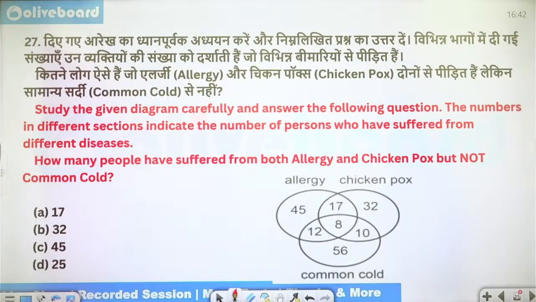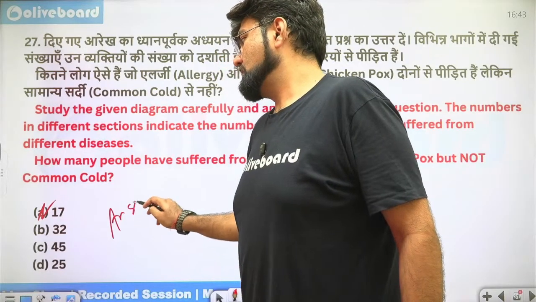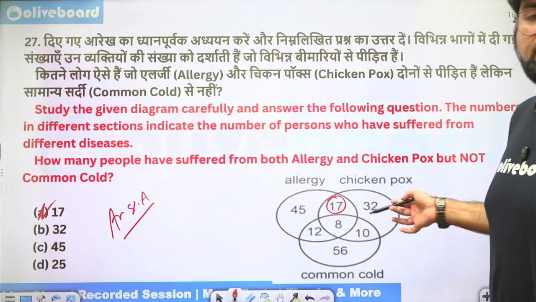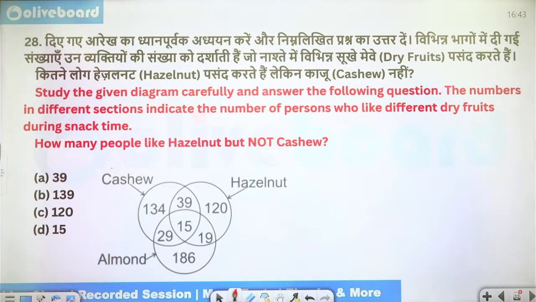Now I think it's quite evident. You will be easily able to solve these questions now. Suffered from both allergy and chickenpox but not common cold. So eliminate common cold. Allergy and chickenpox is 17. So option A is the right answer. This was labeled, but even if it was not labeled, you should not have faced a lot of problems. Agreed? That's the idea. Pick up the right figure after you are reading the question, not beforehand. Don't waste your time in reading which figure is representing what. Again, this is labeled, so it becomes easy.